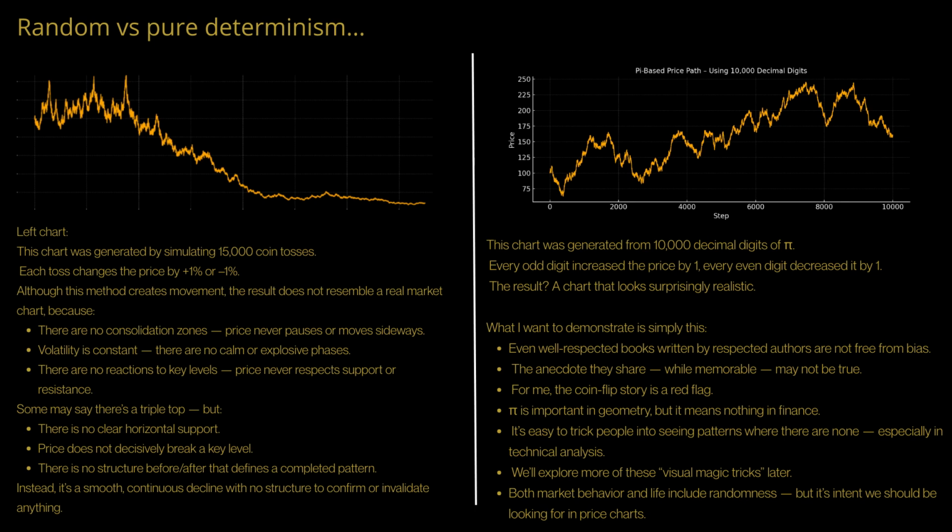This simulation, I built it myself. On the left, you see a chart created from 15,000 coin tosses. Each toss moves the price up or down by 1%. The result? It moves, yes, but it doesn't behave like a real market. There are no consolidation zones, no sideways movement, no calm before a breakout, no shifts in volatility, no reactions to key levels, no hesitation, no panic, no rhythm.